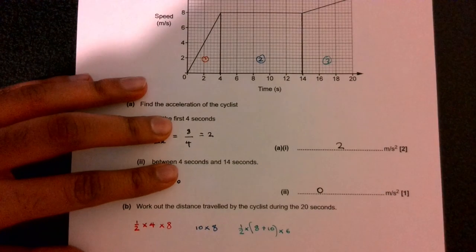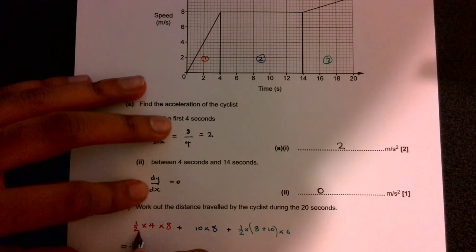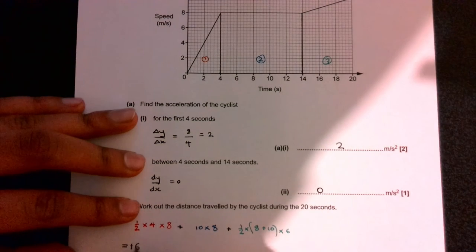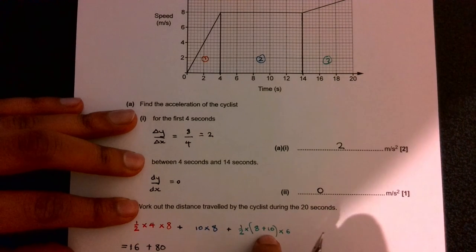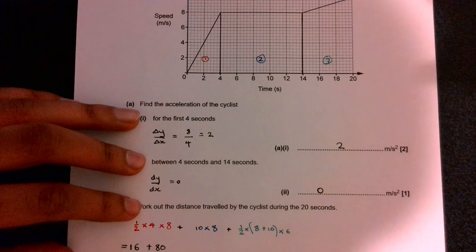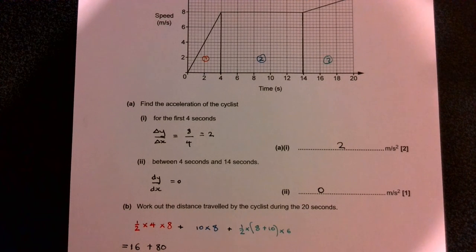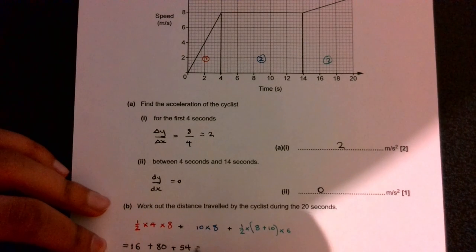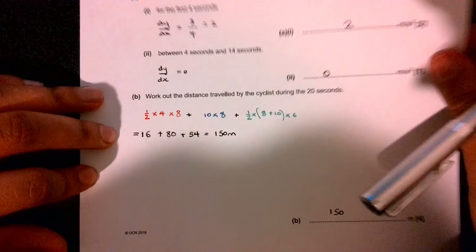So now working this out, we have a half times 8, which is 16, plus 80, and over here we have a half times 18 times 6, which is 54. So in total we have 150 meters.